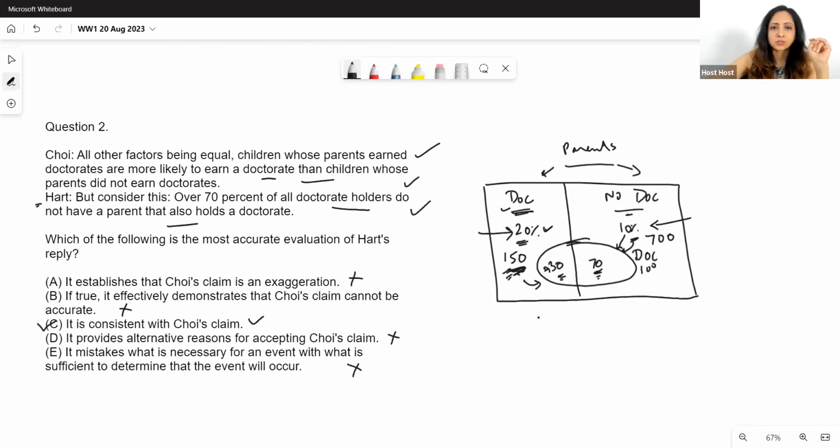Right. Any questions? Yeah, so we have a question. Just give me a moment. Hart's argument doesn't actually affect Choi's argument, then how is C right? Yeah, so it doesn't have to affect.